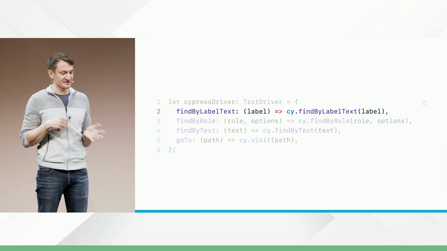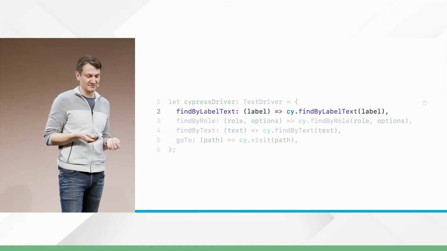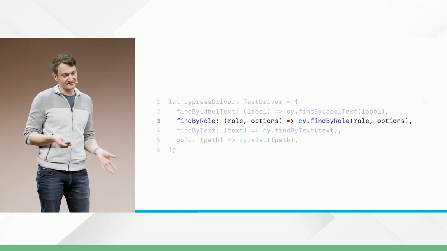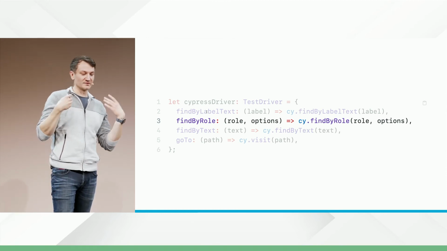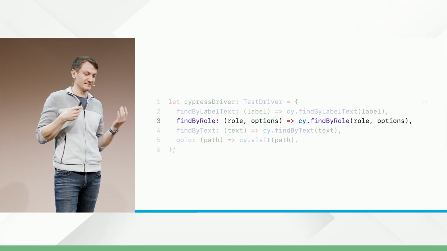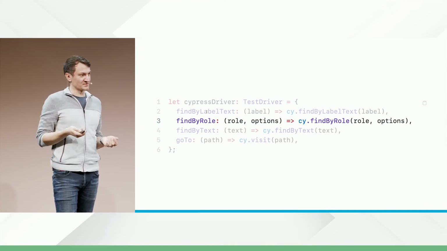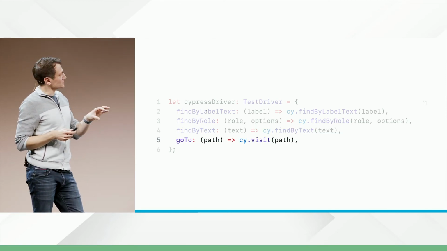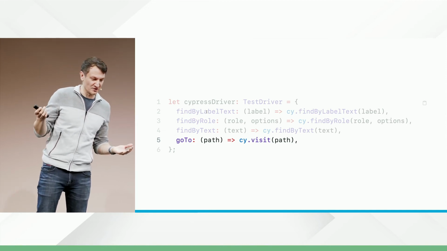So we have the findByLabelText method, and in this case, we use the Cypress function of findByLabelText, so cy.findByLabelText. Then we have findByRole, and it's simply, again, a mapping between this findByRole interface of the test driver to the implementation of Cypress. And for goto, we have then cy.visit, which opens the page in a real browser.